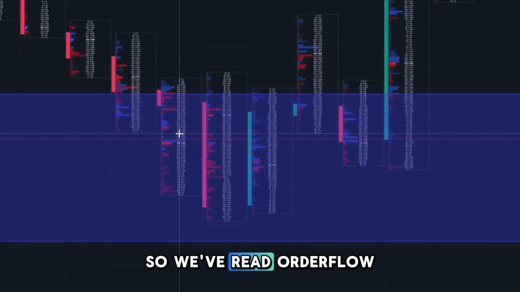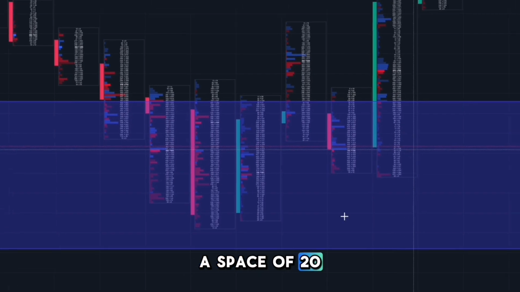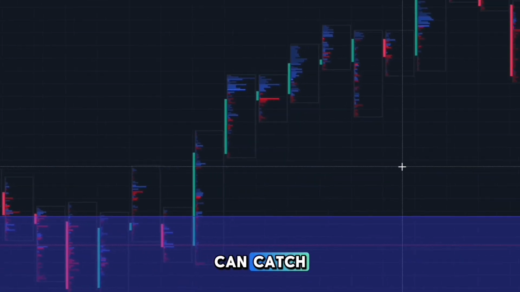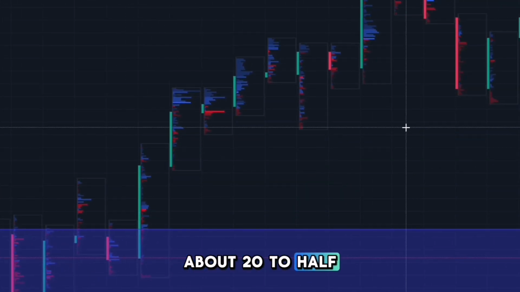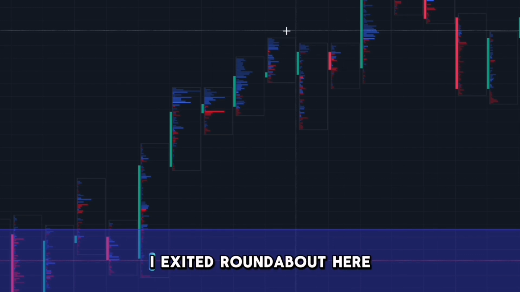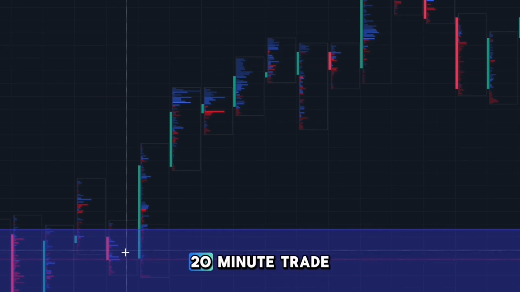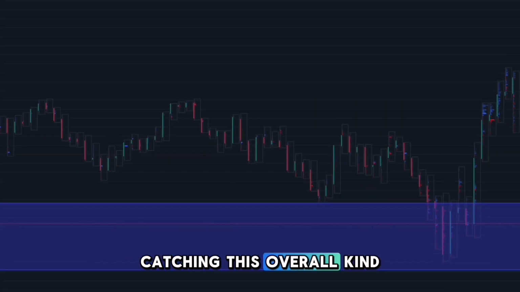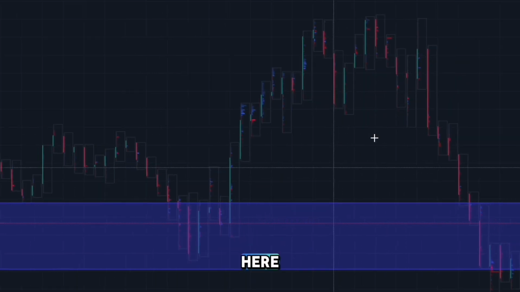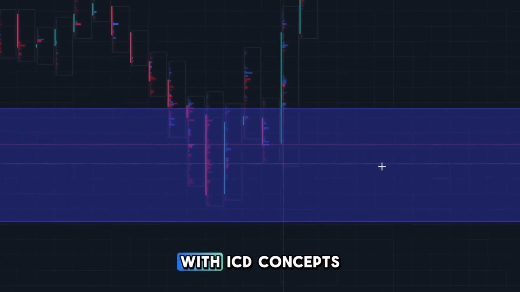So we've read order flow in just the space of 20 minutes. And from here you can catch, I think this is about a 20 to 40-minute trade you could take. I exited round about here in this position, about a 20-minute trade, catching this overall kind of scalp move over here. So this is how you read order flow with ICT concepts.